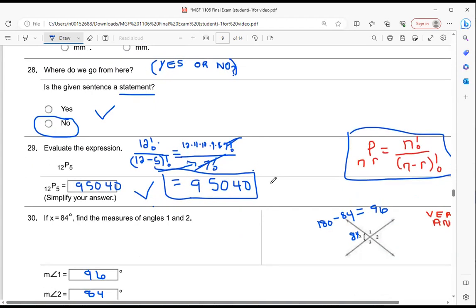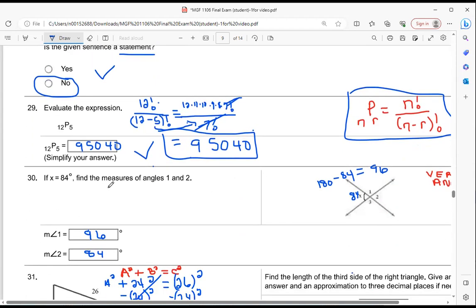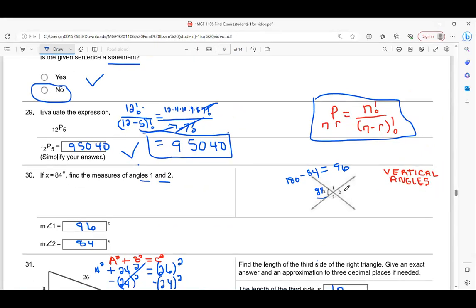Now for number 29, we want to find x. We want to find the measure of angle 1 and 2, but we're given x is equal to 84 degrees. What we recognize here is that there are 2 sets of vertical angles. Those angles that are opposite each other that make that bow tie shape are congruent. So since x is 84 degrees, then angle 2 would be 84 degrees. We went ahead and marked that here.